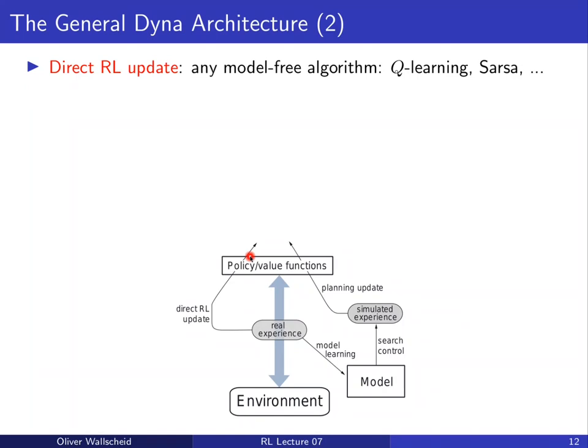So let's discuss these three points a little bit more in detail. The direct reinforcement learning update could be any model-free reinforcement learning agent like Q-learning or SARSA from the previous lectures. So this would be this point here.